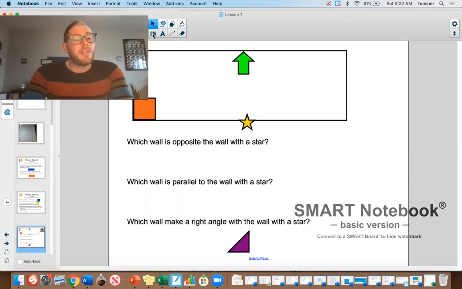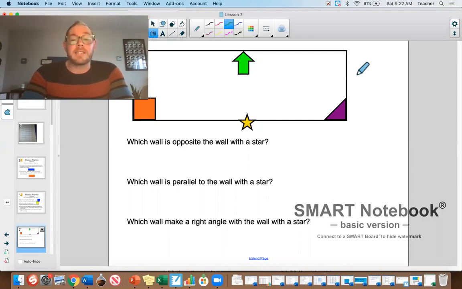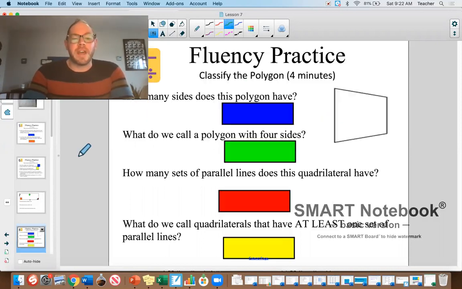So that means that this wall over on the left makes a right angle with the wall with a star. And I'm going to use another shape that also has a right angle. I'm going to use my triangle because this little corner down here makes a right angle. So let's see if it fits in over here. There we are. So we know that this wall over on the right-hand side also makes a right angle to the wall with a star. All right, let's move on to our next slide.